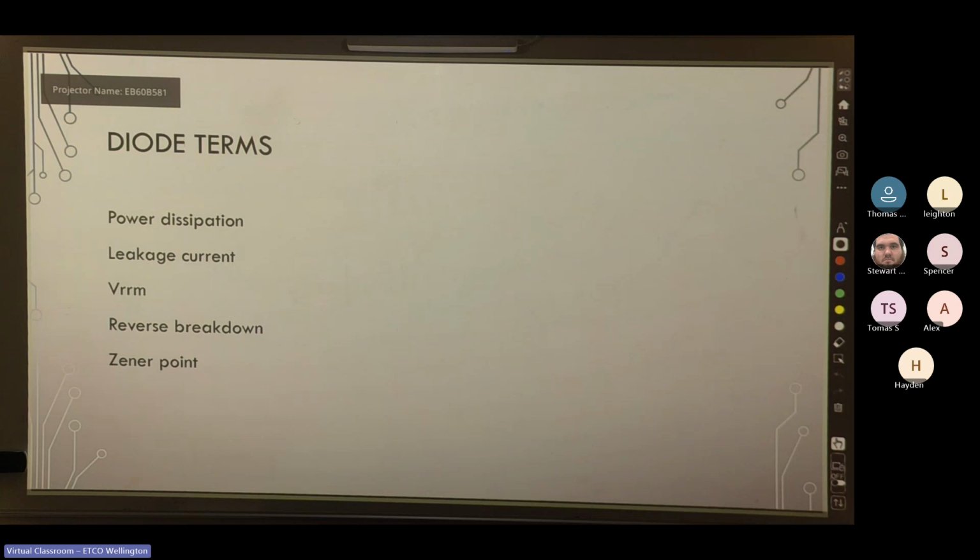Cool, leakage current. This is the current that will flow in reverse bias. It's typically tiny, a few microamps, and is small enough to be ignored in most applications. But if this leakage current exceeds 50 microamps, this indicates the diode is starting to fail. VRRM.